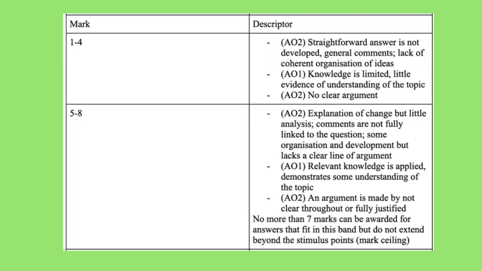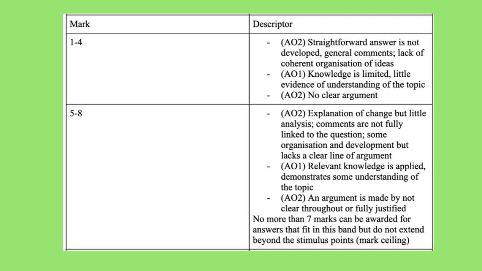These are the bottom 2 bands for this question. Now you might notice that within each band there are 4 marks available. There are 3 bullet points on the right hand side. Now the first bullet point is for AO2 and that addresses the quality of your comparison.